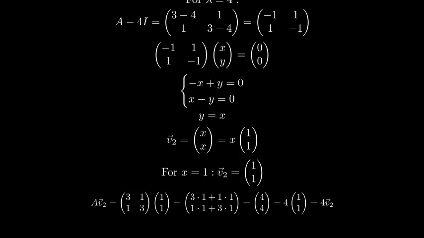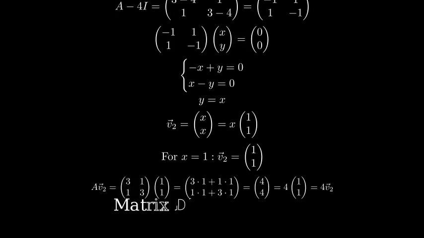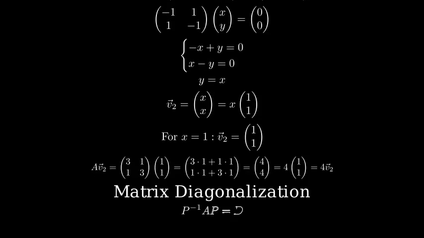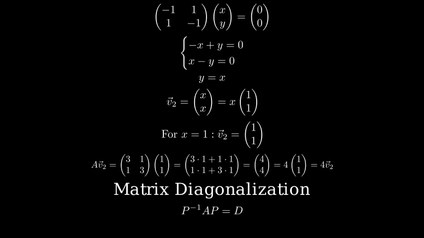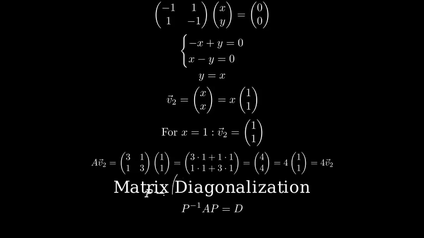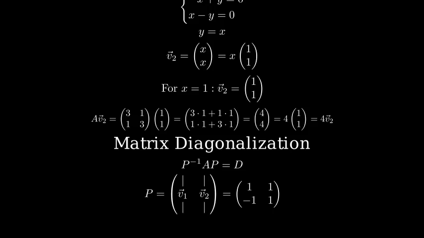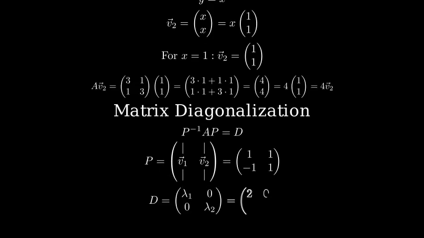Now that we have our eigenvalues and eigenvectors, we can diagonalize our matrix. Diagonalization means finding a matrix P such that P inverse AP equals a diagonal matrix D. The matrix P is formed by using the eigenvectors as columns. So for our example, P equals [1, 1; minus 1, 1]. The diagonal matrix D has the eigenvalues on its main diagonal. So D equals [2, 0; 0, 4].